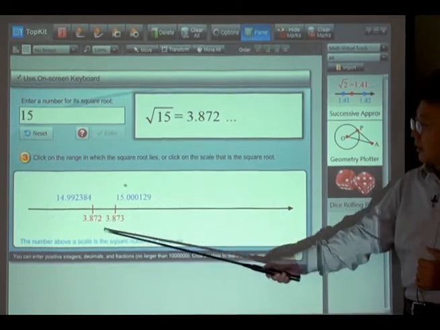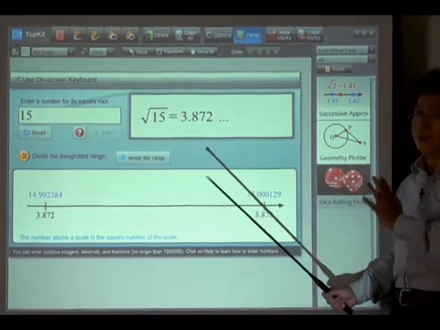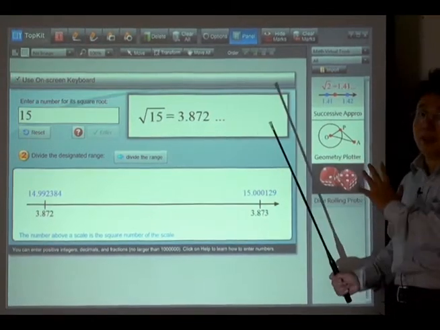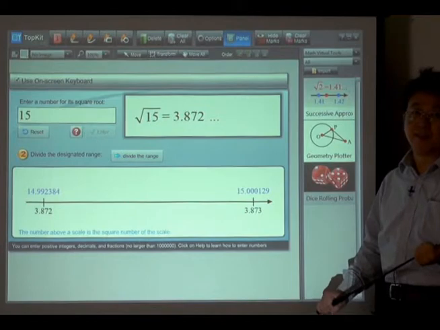Now we know the square root of 15 is about 3.872. If you want a more accurate number, repeat the process again. This is how we find a square root using the Successive Approximation Tool.